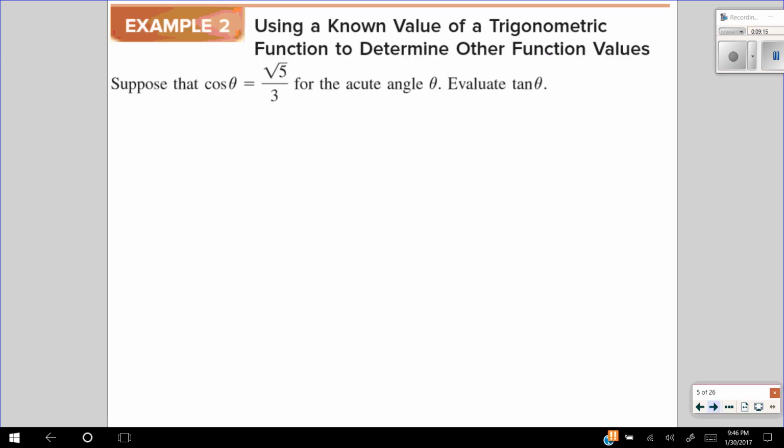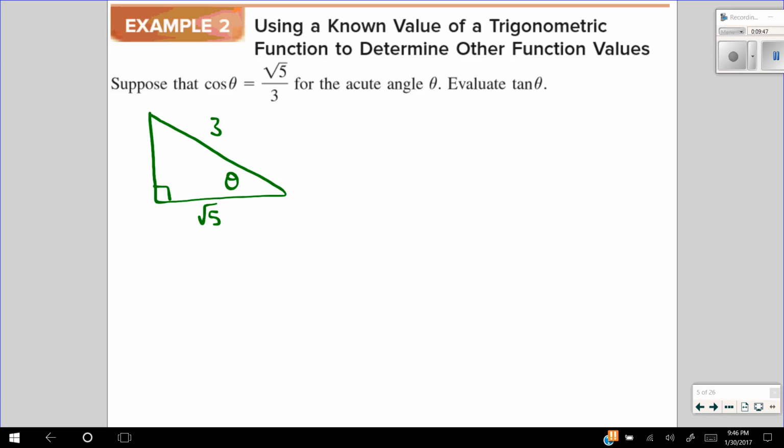Example 2 says, suppose that the cosine of theta is the square root of 5 over 3 for the acute angle theta. Evaluate the tangent of theta. So I'm going to draw my triangle, and I'm going to make one of my angles theta. And if the cosine is the square root of 5 over 3, that means the adjacent side is square root of 5 over the hypotenuse, which is 3. And in order to get tangent, I need opposite over adjacent. So I first need to get that third side.